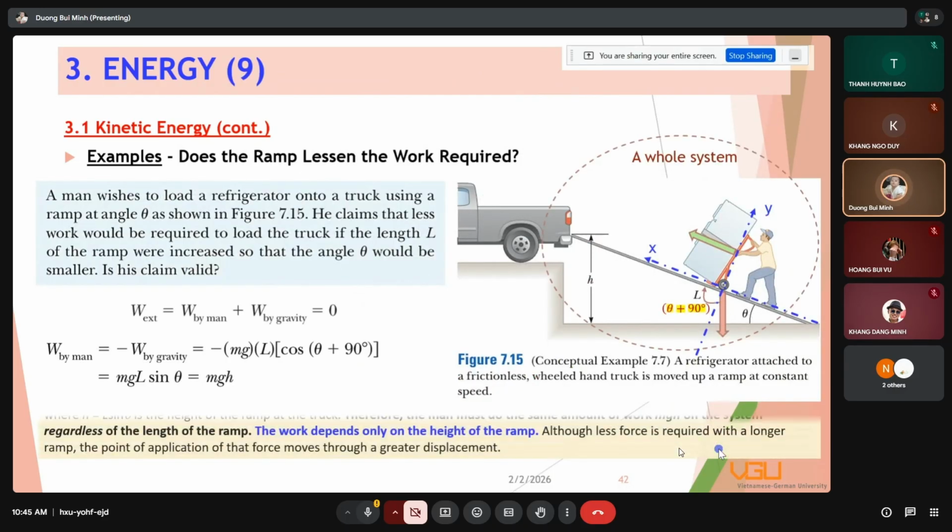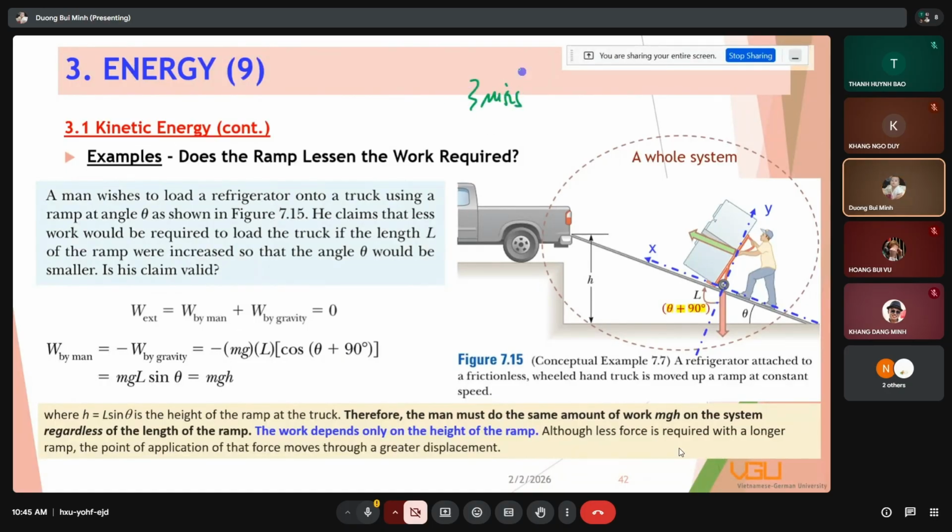So yeah, this example is very interesting. You have 3 minutes. Try to understand it.